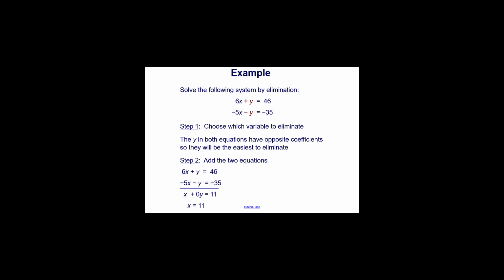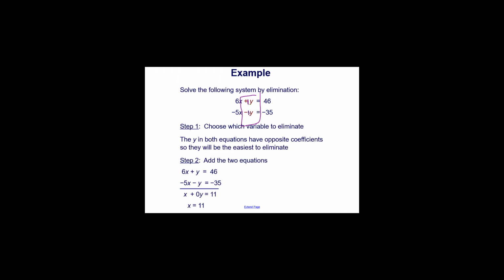We have the system of 6x plus y equals 46 and -5x minus y equals -35. Those two equations are in standard form. The x and y variables are all on the same side, and in fact, you can see that the x and y variables are all lined up nicely to compare the x and y coefficients. So the first thing we need to do is choose which variable we're going to eliminate. And if you look at the system, we're choosing the variable y because the y in both equations have opposite coefficients. You have a +1 and a -1.